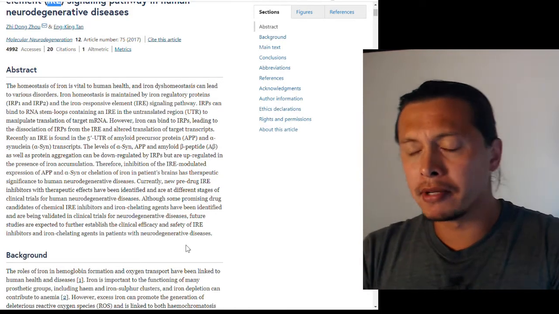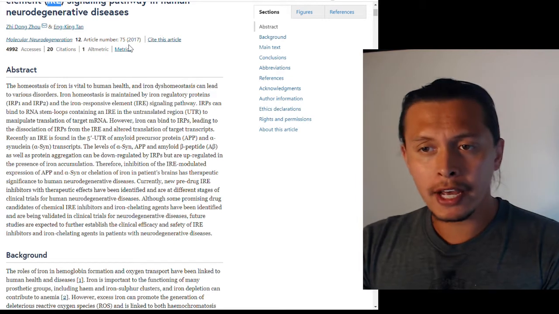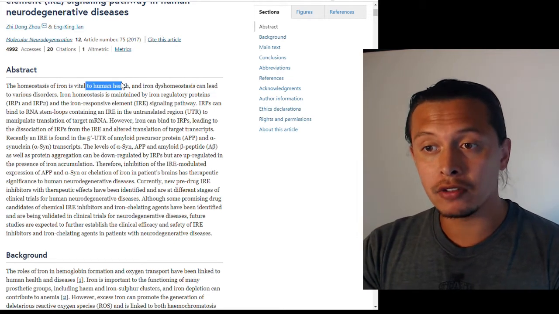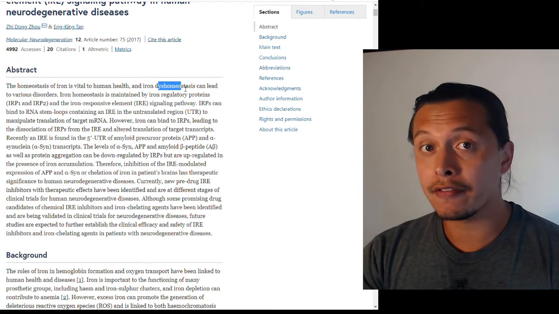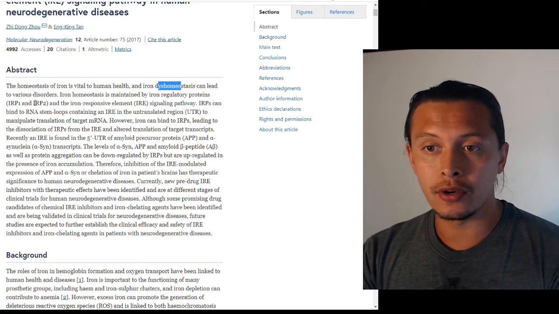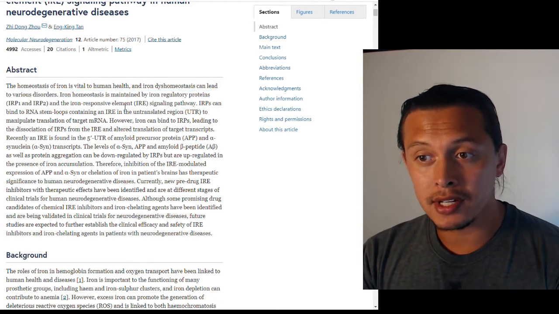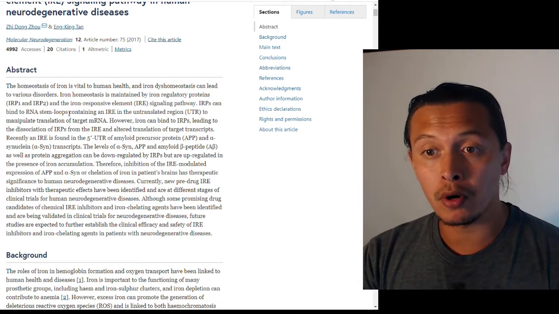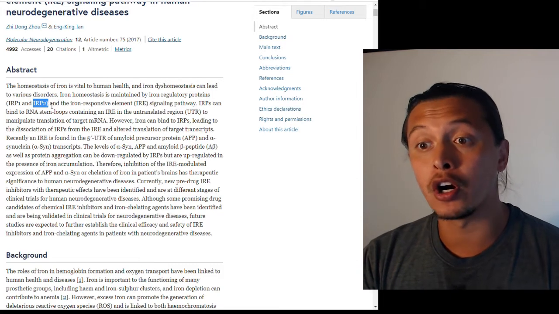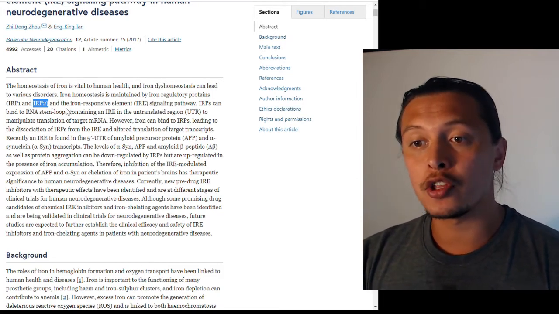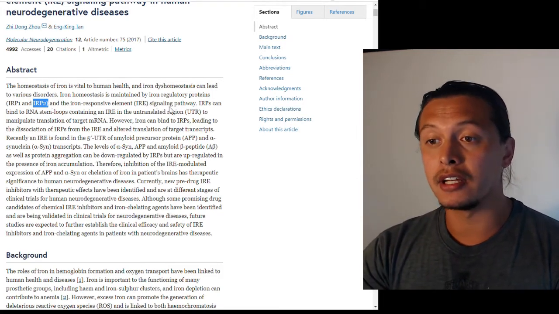And this might have to be split up into multiple videos. Anyways, the homeostasis of iron is vital to human health. And iron dyshomeostasis, or falling out of homeostasis with iron, this can lead to various disorders. So iron homeostasis is maintained by the iron regulatory proteins, the IRP1s and the IRP2s. So there's not just one of them, there are two of them in humans. And there's also the iron responsive element signaling pathway.